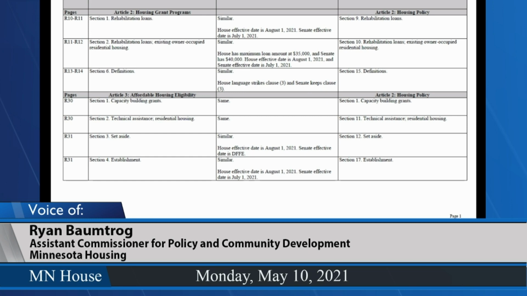We are also okay with just leaving that language in. Our attorneys call that superfluous language that won't impact our ability to issue debt. So if it stays in, that would work for the agency as well.